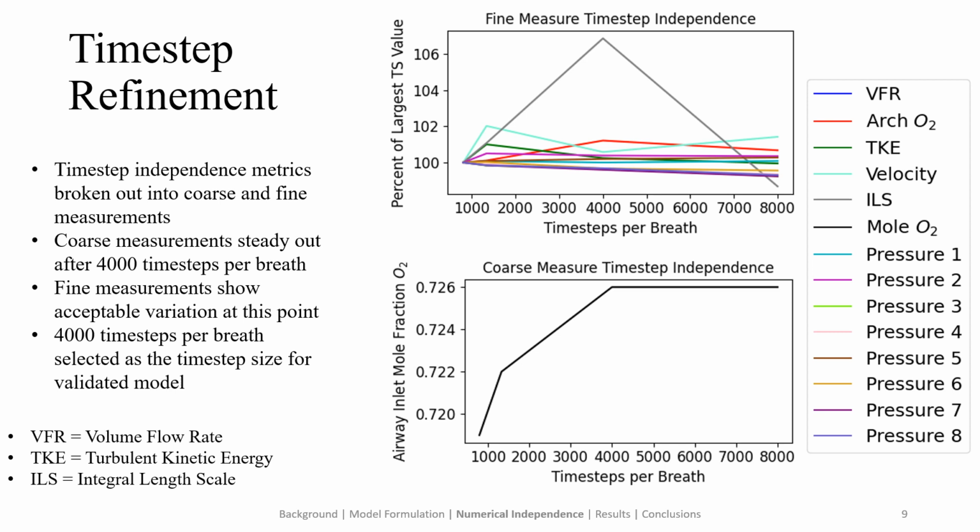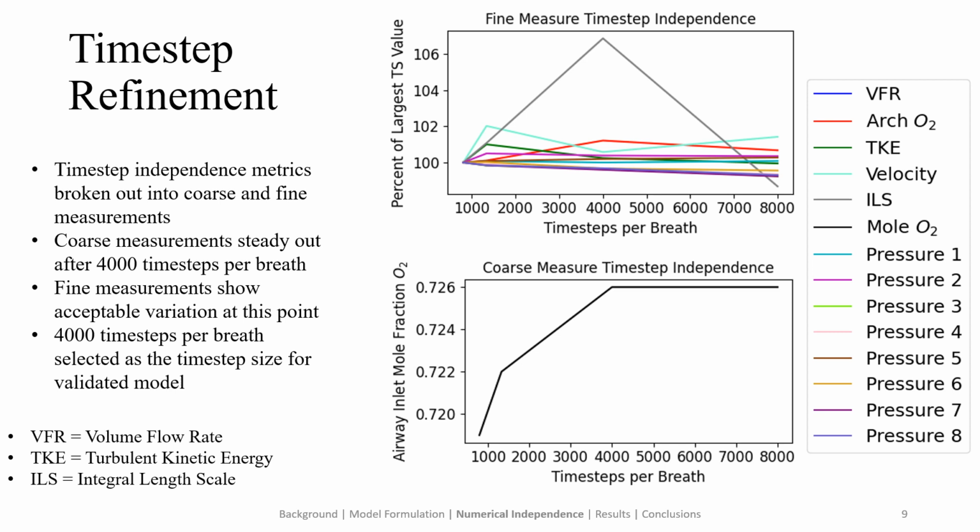For the fine metrics, the highly unsteady metrics only show a 7% statistical variation at its maximum, which is integral length scale, or ILS. Due to their highly unsteady nature, this is considered acceptable when establishing time step independence.